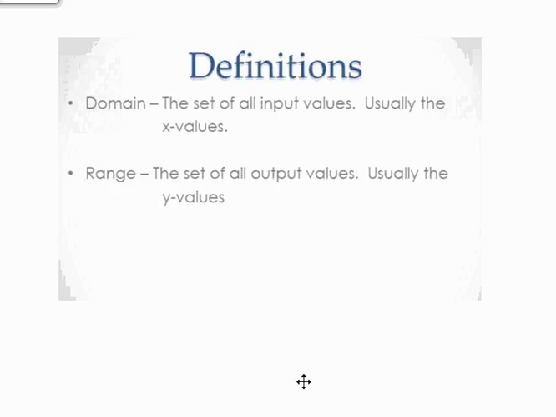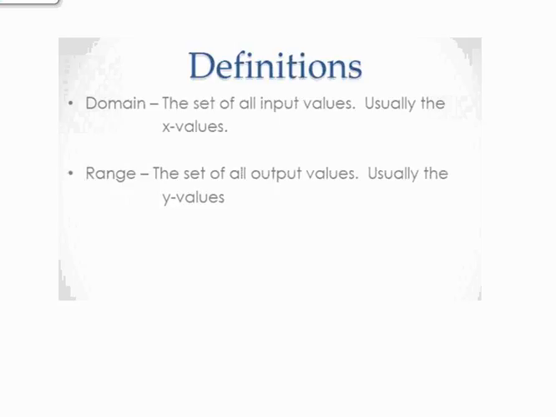Okay, so I printed this off for you. This is what you need to know. Domain talks about all of your input values, which is usually your x values. Remember, input is x, output is y. Your range is your y values. And the way I remember that is domain, range in alphabetical order, just like x, y.